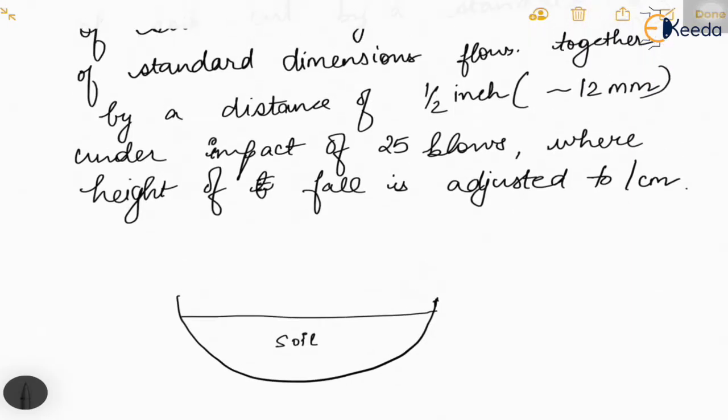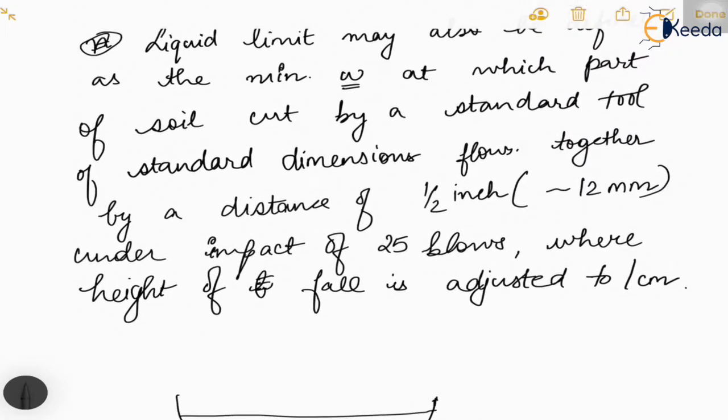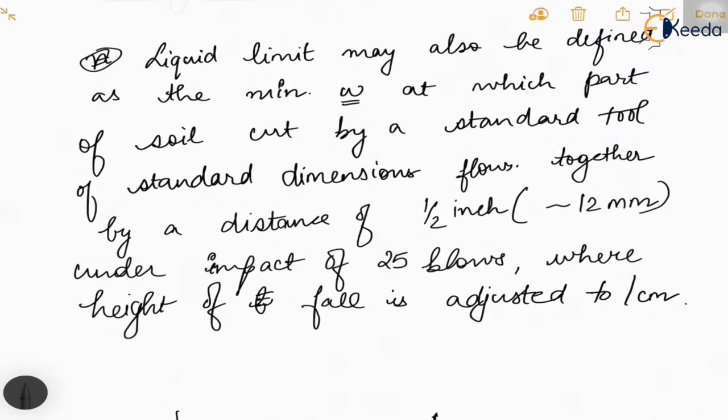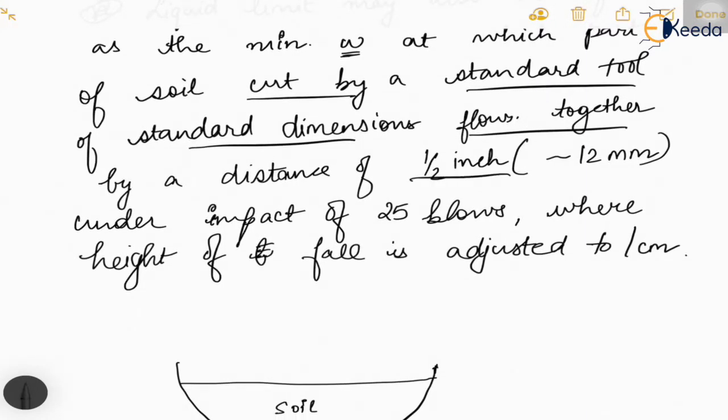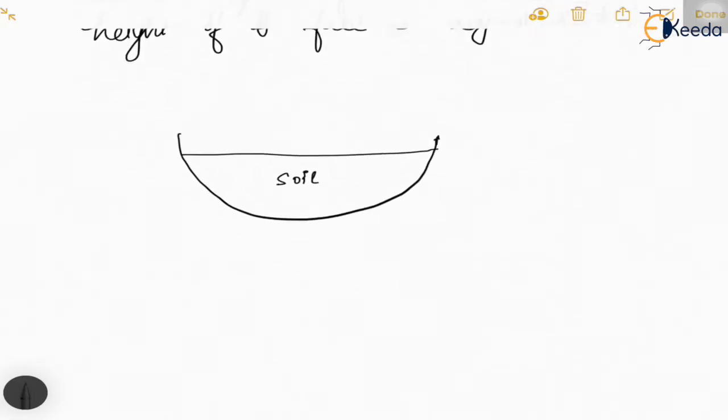Now why are these tools used? As it is written here, the liquid limit may also be defined as the minimum water content at which a part of soil cut by a standard tool of standard dimension flows together by a distance of half inch. We'll understand it later. For now, let us focus on this.